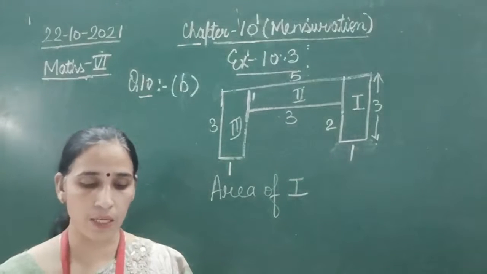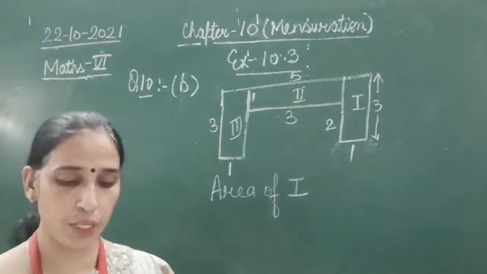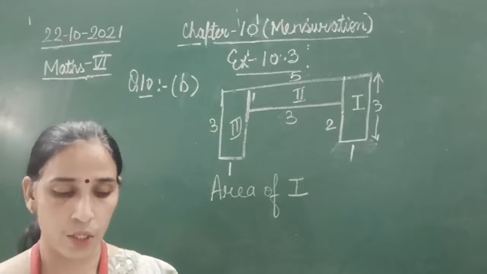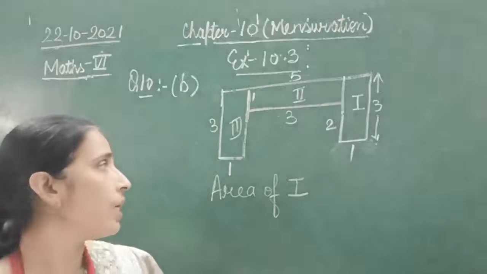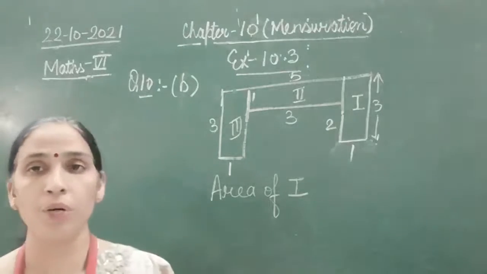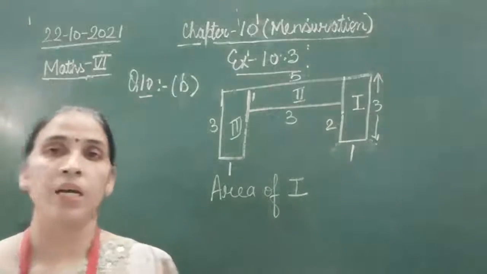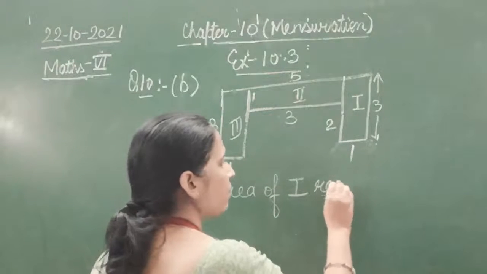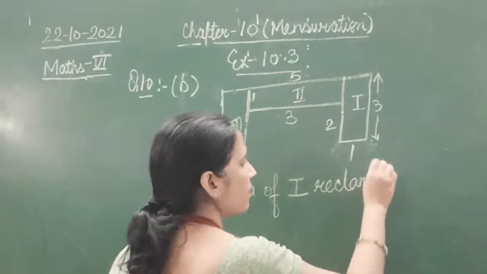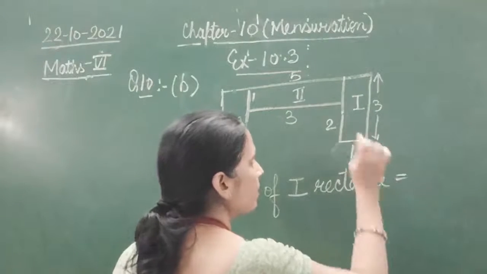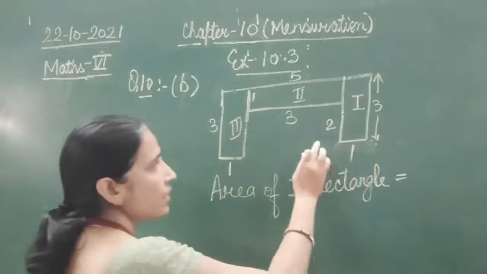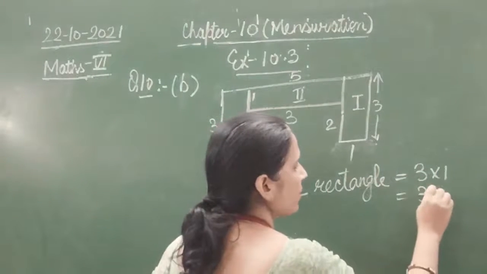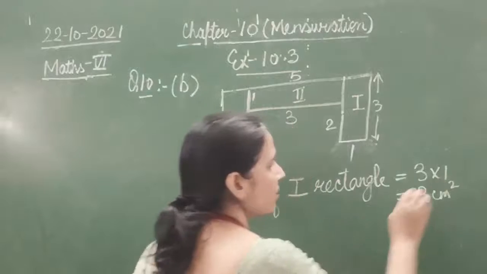Now, sometimes split the following shapes into rectangles and find their areas. So question number 11 again, in this question, how are you going to find the area? Area of the first rectangle will be length into breadth, so that will become 3 and 1, that will be 3 centimeter square.